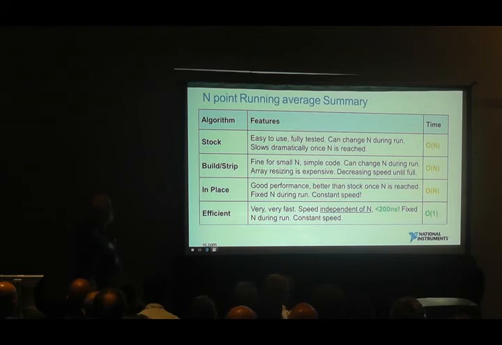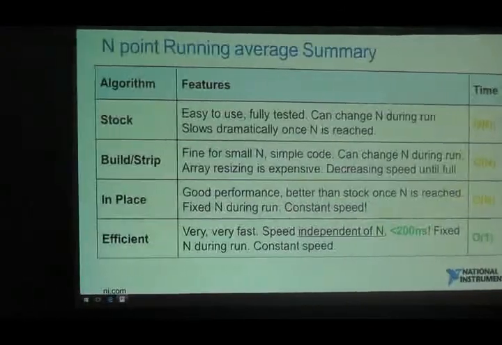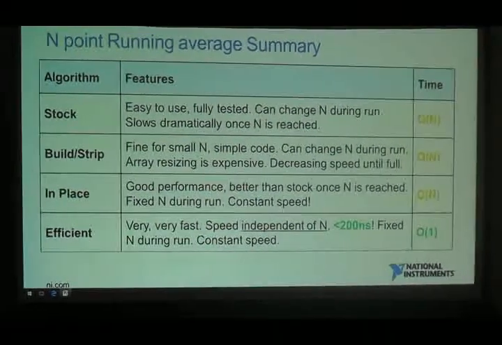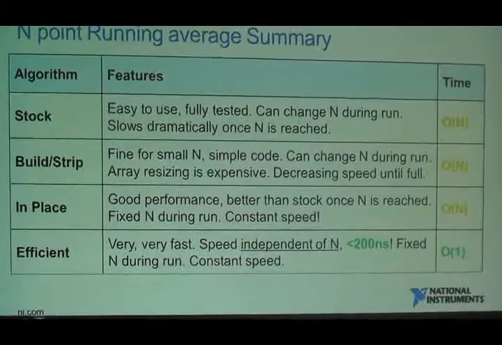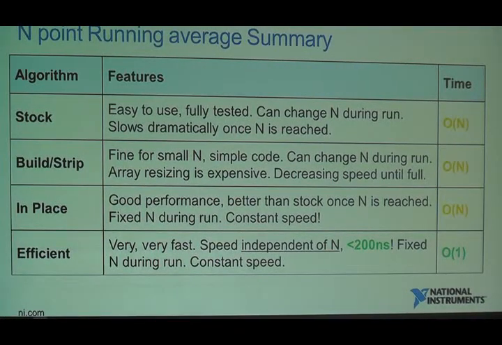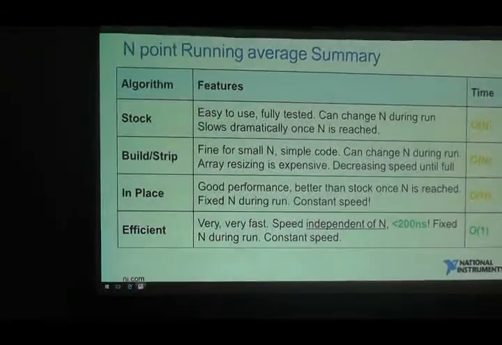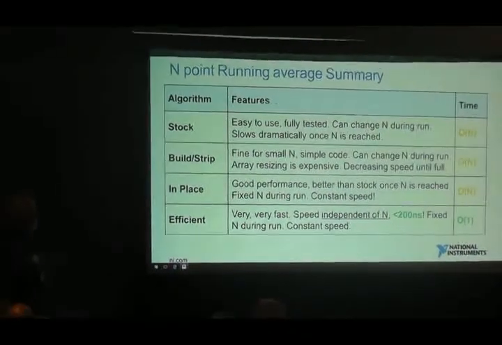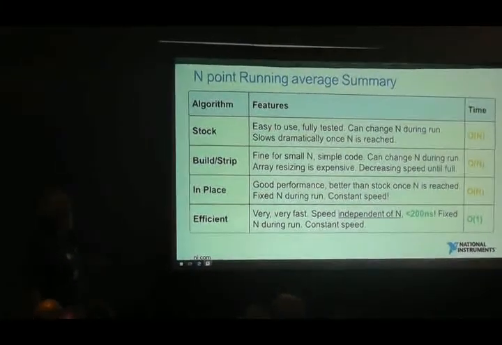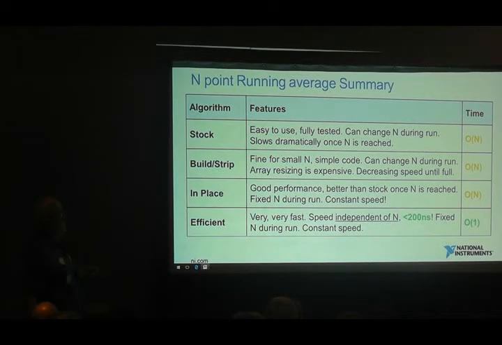Okay. So stock is easy to use, fully tested, can change n, and once n is reached, it slows dramatically if the sizes are very large. It does that rotation. The code is open. You can look at it. It does a rotation and so on. And before the size is reached, it actually does something very similar, where it only takes subtracts and adds. So the build strip is also fine for small n. Simple code. The resizing is expensive, and the fuller it gets, the slower it is.